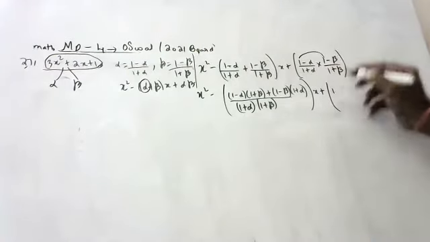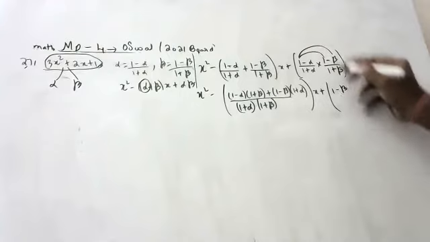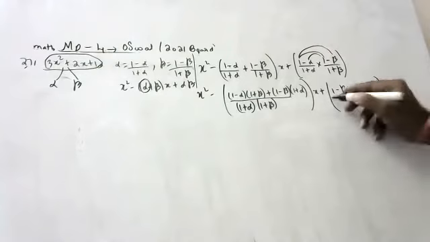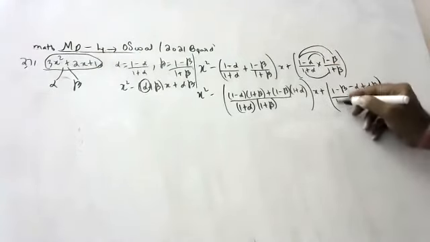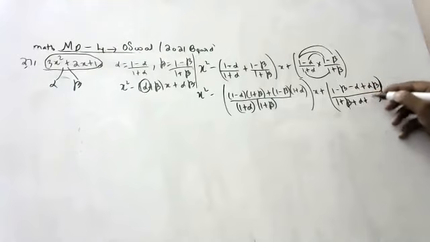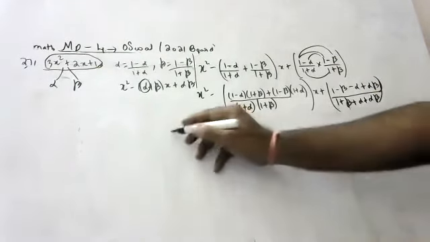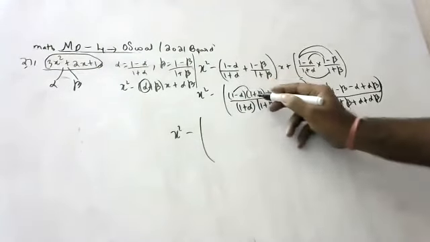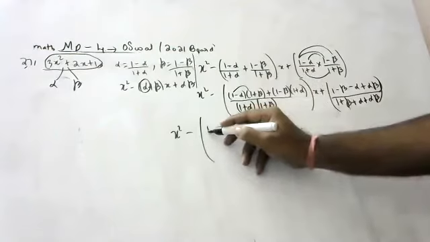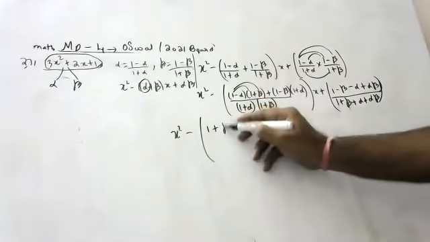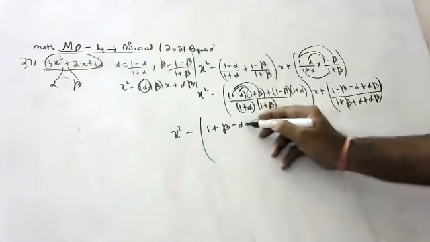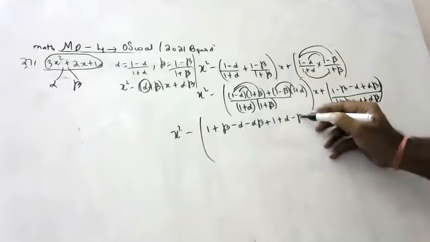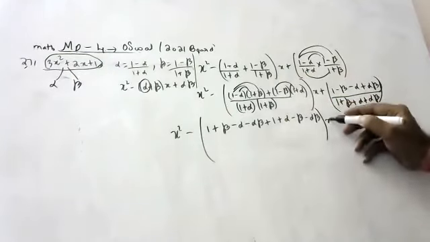1 into 1 is 1. 1 times beta, minus beta, minus alpha, plus alpha, alpha beta... so 1 plus beta plus alpha plus alpha beta. Okay, children. Now 1 minus alpha into 1 plus beta: 1 into 1 is 1, plus beta, minus alpha, minus alpha beta.